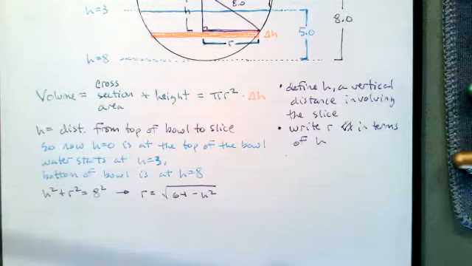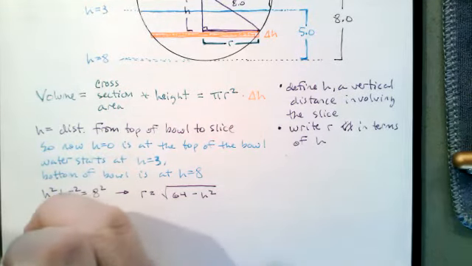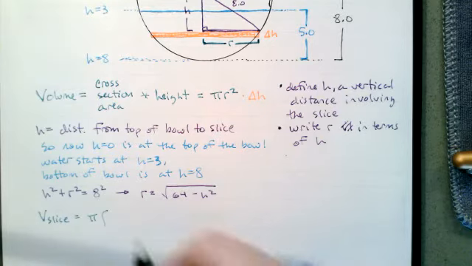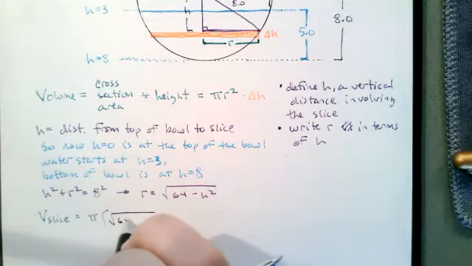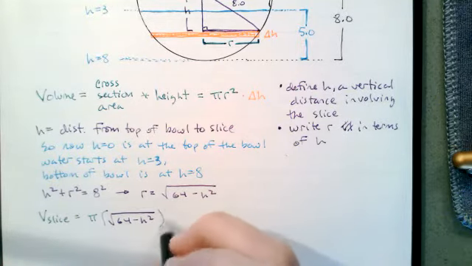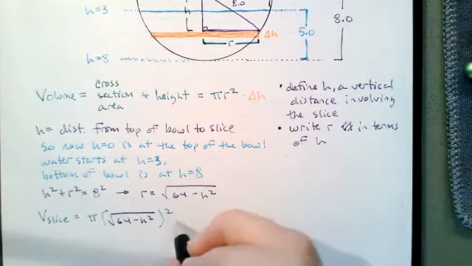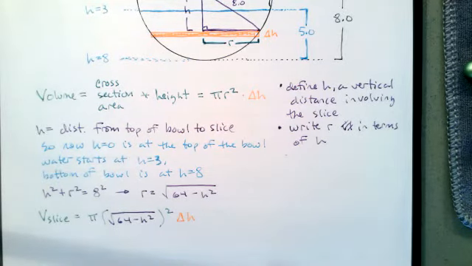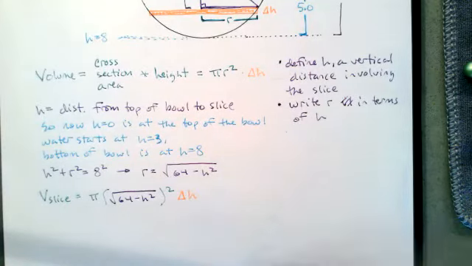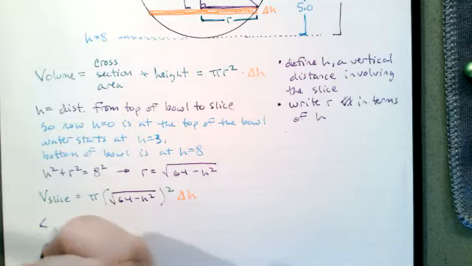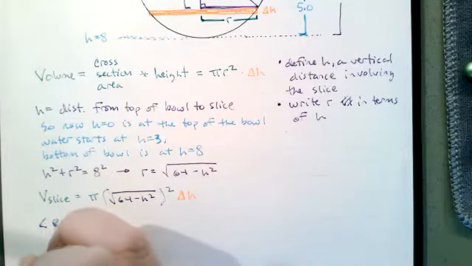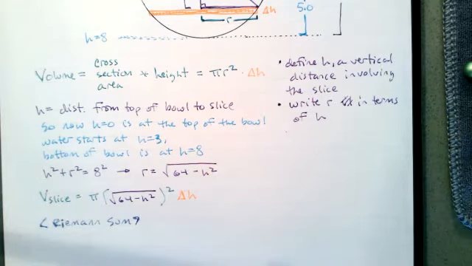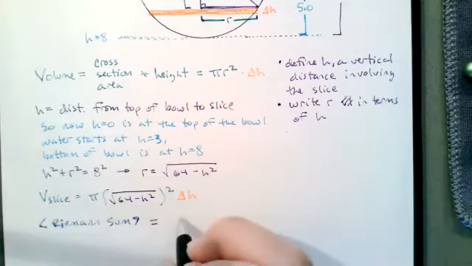Now I can set up my integral. So the volume of the slice is pi times the radius, which is square root of 64 minus H squared, because it's pi R squared, times the delta variable, which is delta H. Now I just need to add up all such slices into a Riemann sum, and then out the other side will come our integral.